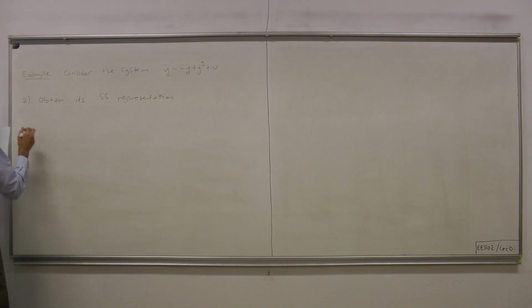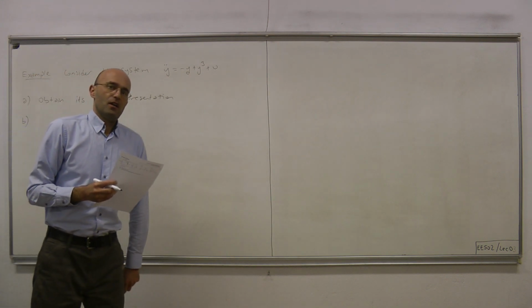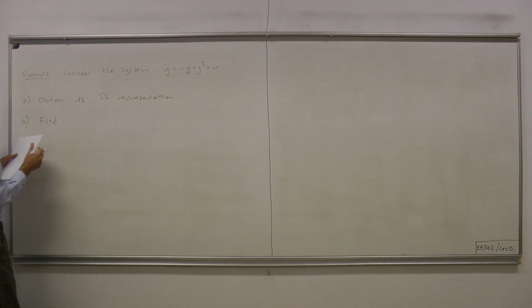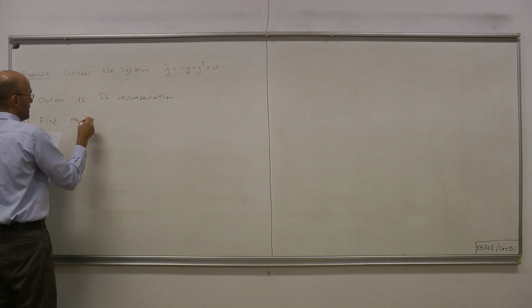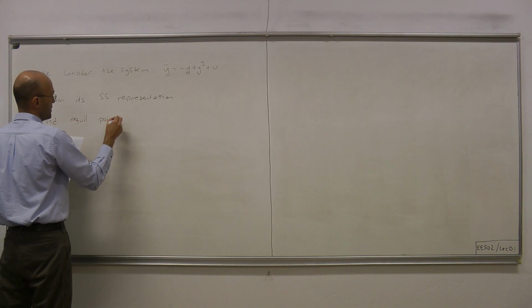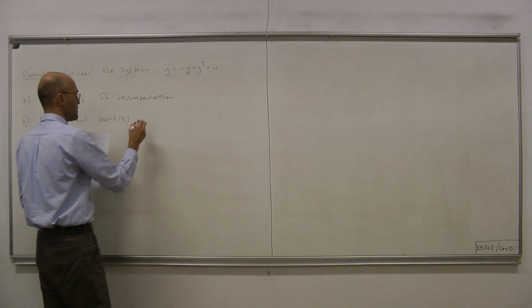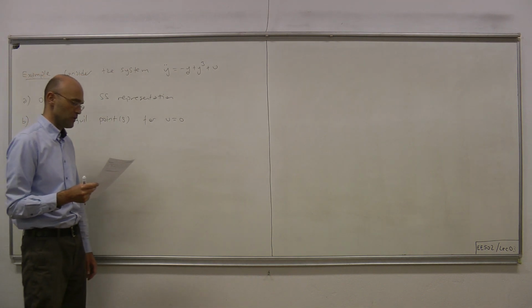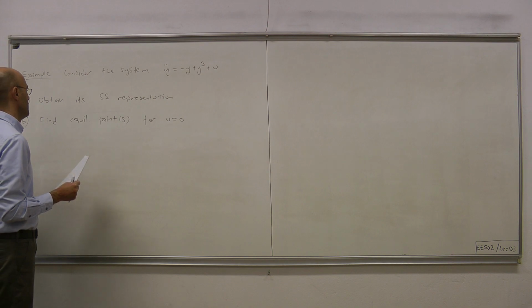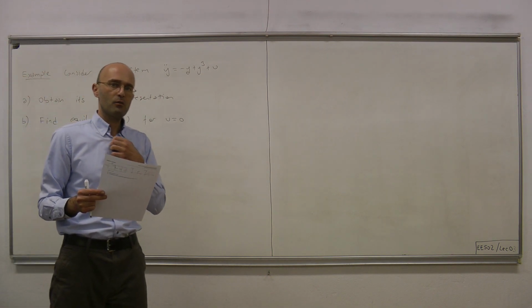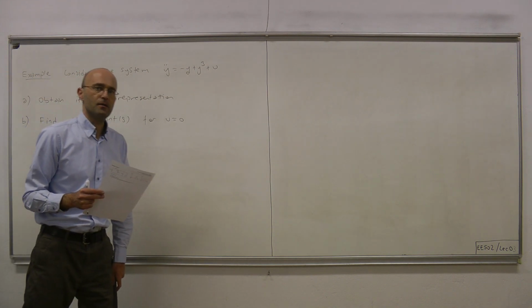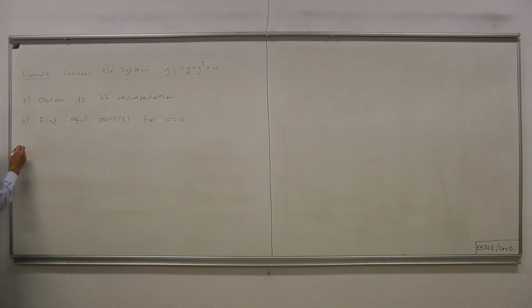Then, using that state space representation, we will obtain its equilibrium points, if it has any. Find the equilibrium point or points for that system for the case where, let's say, the force applied on the system is 0, for u equals 0. And then for one of those equilibrium points, once we have found them, we're going to apply the linearization method. But let's first go through parts A and B. Okay, here is the solution.